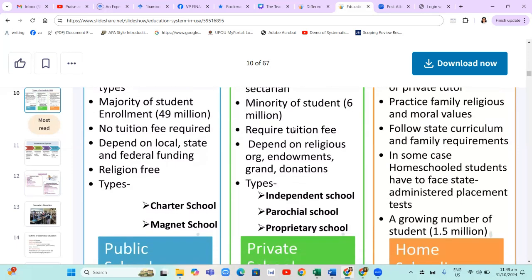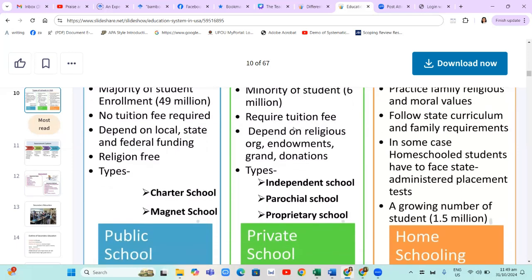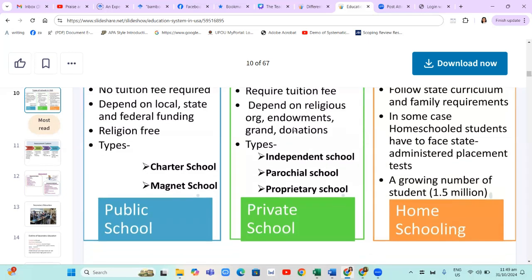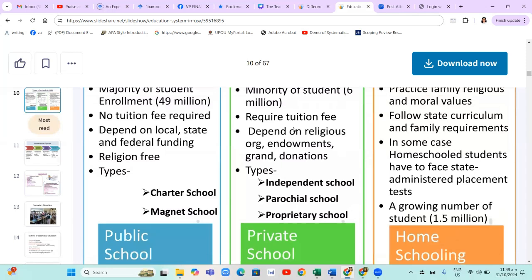Private schools are a minority of students, 6 million. A tuition fee is required, depending on religious organizations, endowments, and grant donations. The types of private school are the independent, the parochial, and the proprietary school. And another one is homeschooling.